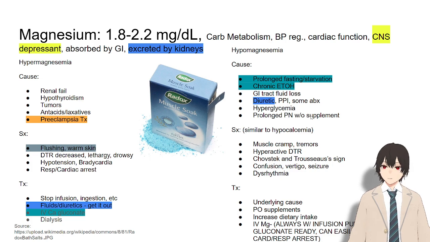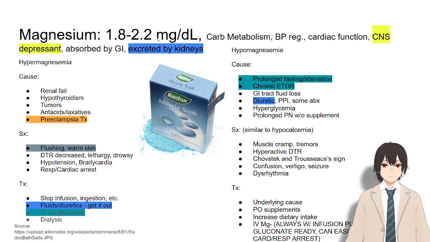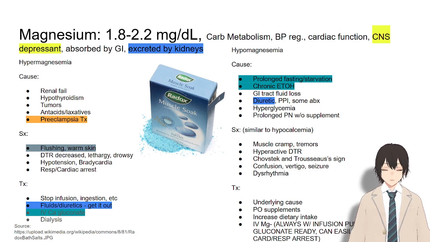Okay, so the last one is magnesium. It has a range of 1.8 to 2.2. That's really narrow. That's a 0.4 difference here. And what I want you guys to associate with magnesium is that it's a CNS depressant, a central nervous system depressant, which means that it controls the blood pressure, the respiratory rate, the heart rate.